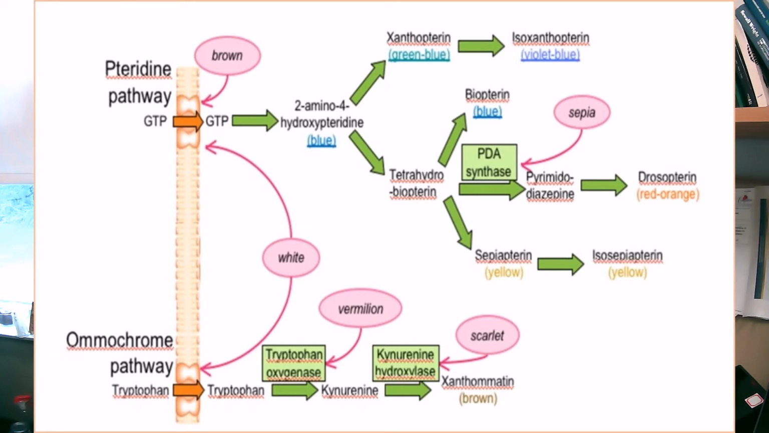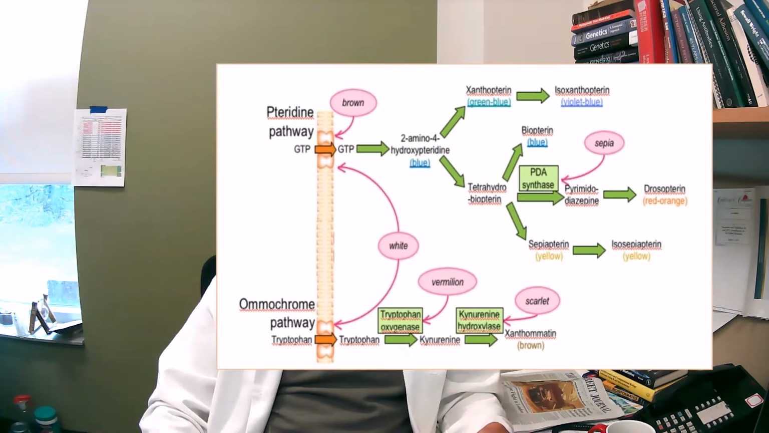Alternatively, if we eliminate the brown pathway, meaning the tryptophan metabolism pathway, we can see a couple of different colors that result in only the reds being produced. And these both have very bright red names, vermilion and scarlet, of course. By eliminating that xanthommatin pathway at the end, you eliminate the brown pigment, and you get these vibrant red colors in the Drosophila eye.